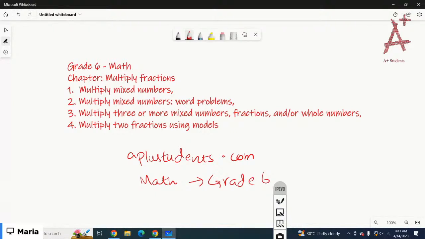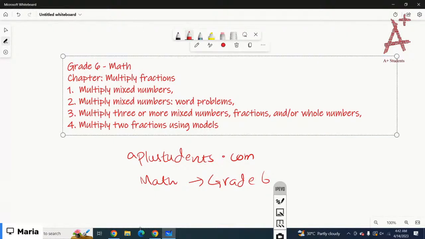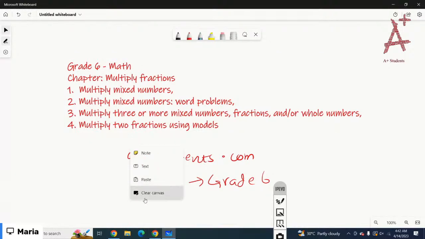We're going to start with the chapter multiply fractions. And the lessons we're going to cover today are multiply mixed numbers, word problems, multiply three or more mixed numbers, fractions, and or whole numbers, and then multiply two fractions using models. So let's just start with the first lesson.